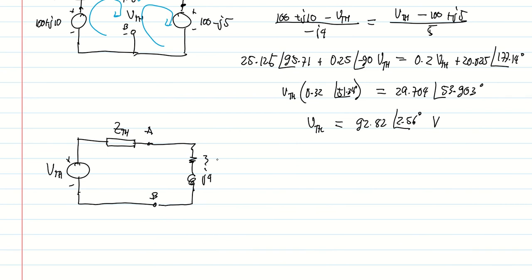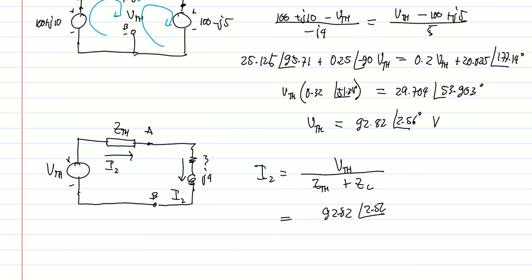Now, if you want to determine the current that passes through here, which is I2, it's also the current here. This is also I2. So it's the total current. I2 is just equal to the total voltage, which is VTH, divided by the total impedance, because this is in series. So we just add them: ZTH plus the load ZL. We already know VTH. VTH is 92.82 angle 2.56 degrees.